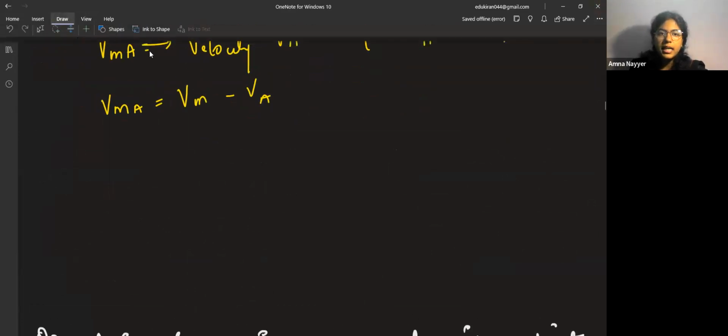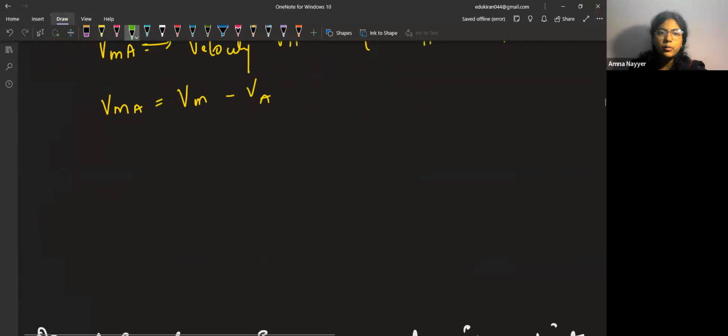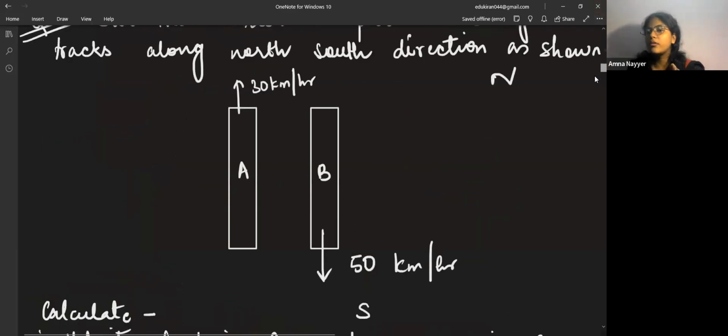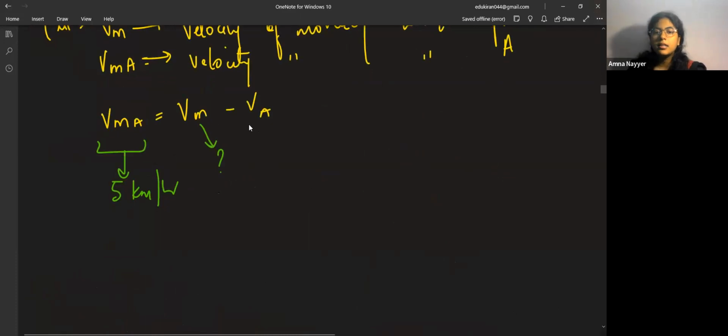Now see, understand each variable which is given in the question. VMA, velocity of monkey with respect to passenger A, is given to us as 5 km/h. I'm not putting the sign conventions right now. Let us just find out the magnitude. Velocity of monkey is unknown. Velocity of train A is also given, 30 km/h.